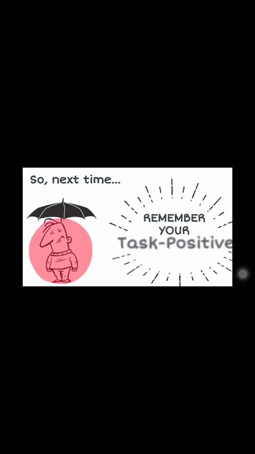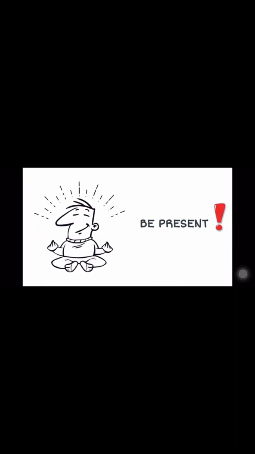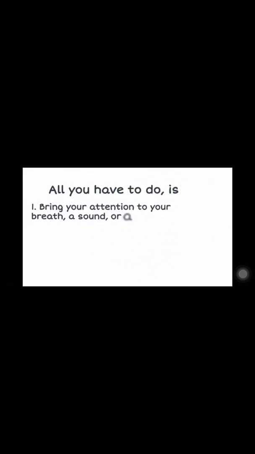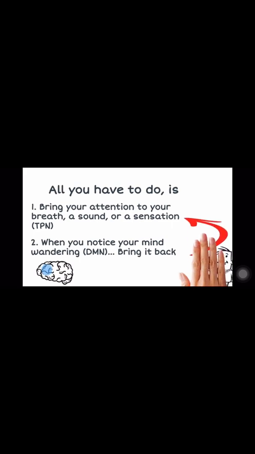So the next time you feel down, or ruminating on events of the past, or worrying about the future, remind yourself of the power of the task positive network, the TPN. All you have to do is bring attention, for example, to your breath, or a sound, or a sensation, such as the warmth of the sun on your skin. Then if you find that your mind wanders, as the DMN begins to take over, activate your TPN again by bringing your attention back to your breath or sound or sensation.